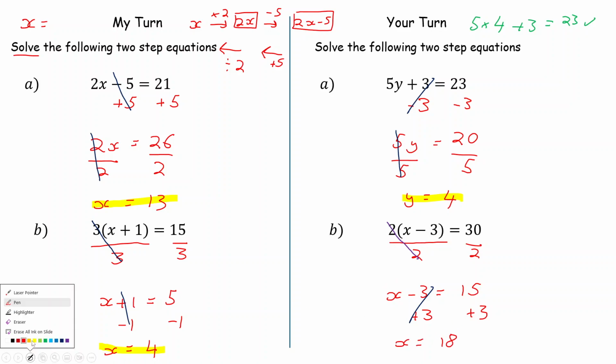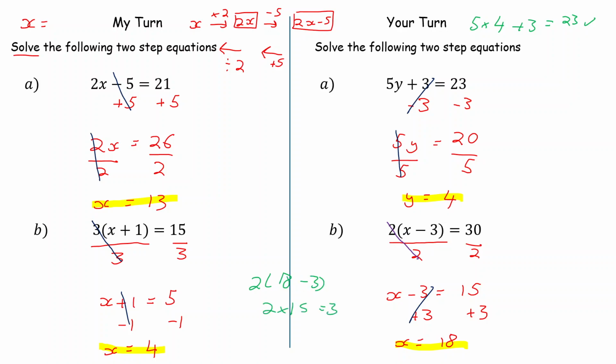And that is my solution, because I've got the variable x on its own equal to something, and we can of course check it. Let's do that. If x is 18, I've got 2 bracket 18 take away 3. 18 take away 3 is 15. 2 times 15 equals 30. Perfect. I'm correct with that.